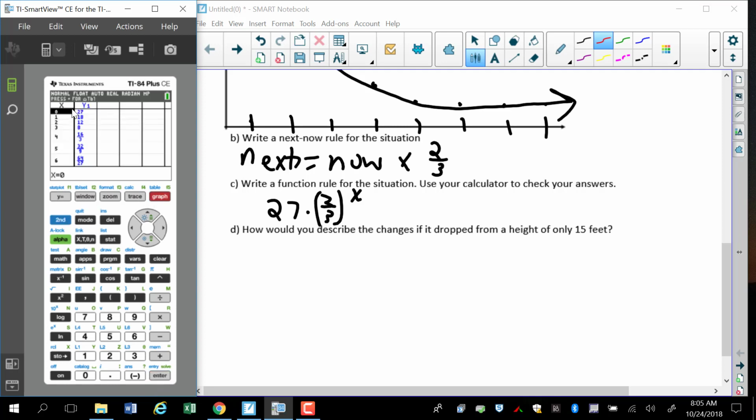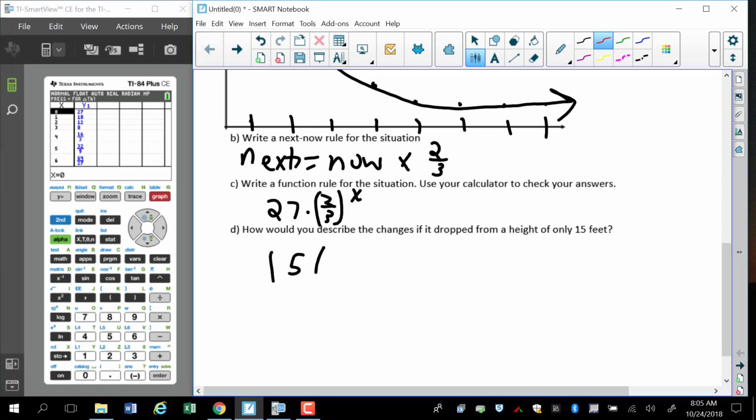If you look at our table here, 27, 18. Now that's going to give it to us in fraction form, but that's okay. Those are the same decimals. So that's how we could check our answers. 27, 18, 12, 8. So if it was to drop from only 15 feet, it would be this. The only thing that would really change is that starting point. So hopefully this gives you a better idea of what to do with exponential decay. Good luck.